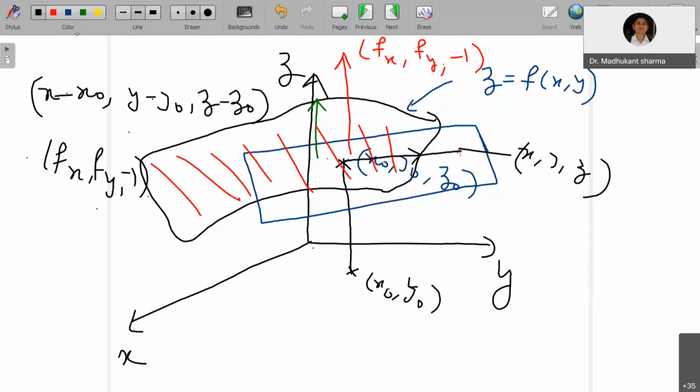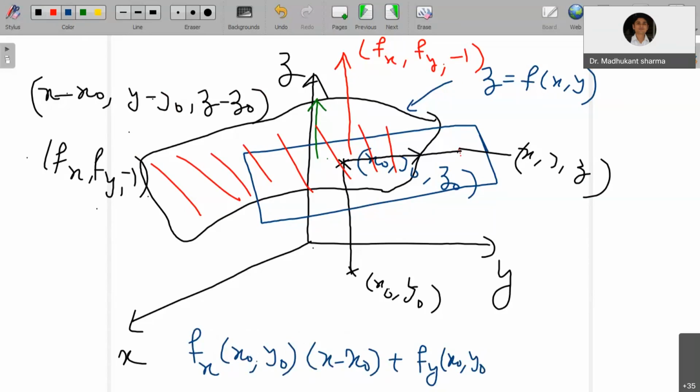If I write it, it's nothing but fx at x naught comma y naught times x minus x naught, plus fy at x naught comma y naught times y minus y naught, minus 1 times z minus z naught equals 0. That will give you the equation of the tangent plane. So z naught is what? f at x naught y naught. That gives the equation of the tangent plane passing through x naught y naught z naught.